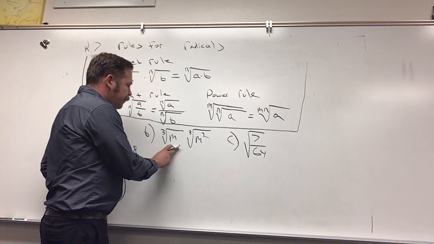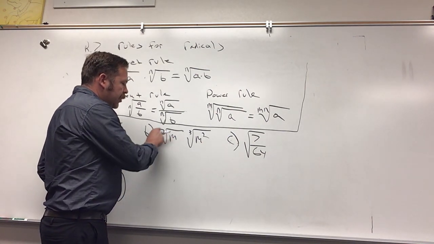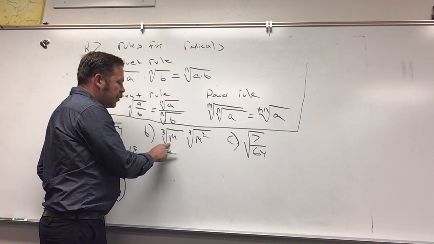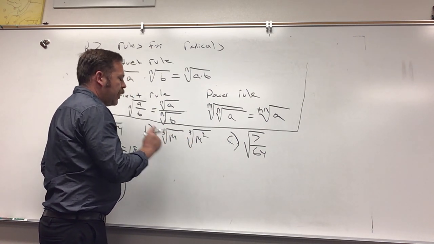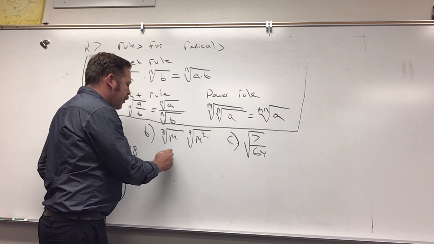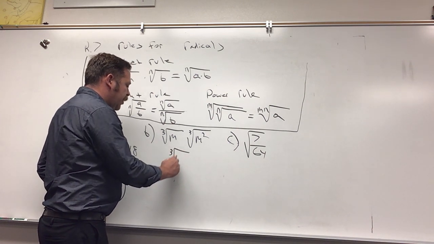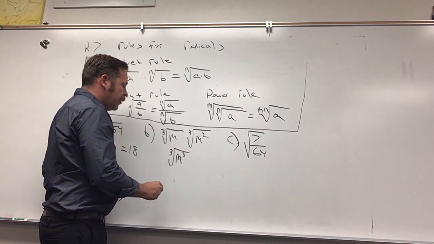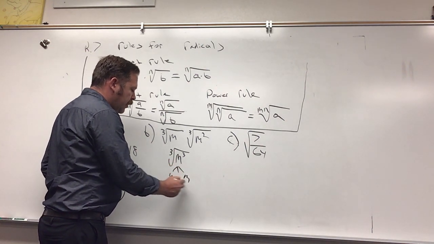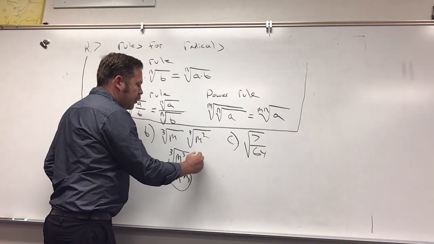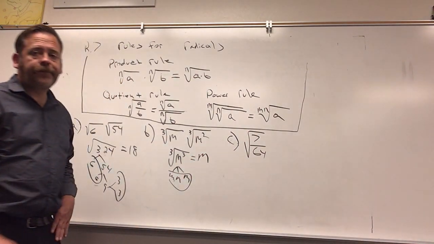Now here, because these root numbers are both 3, I'm allowed to multiply the cubed root of m times the cubed root of m squared. And when you add those exponents, you get the cubed root of m to the third. So we're looking for trios. Because it's the cubed root, I have one trio, so m is coming out.